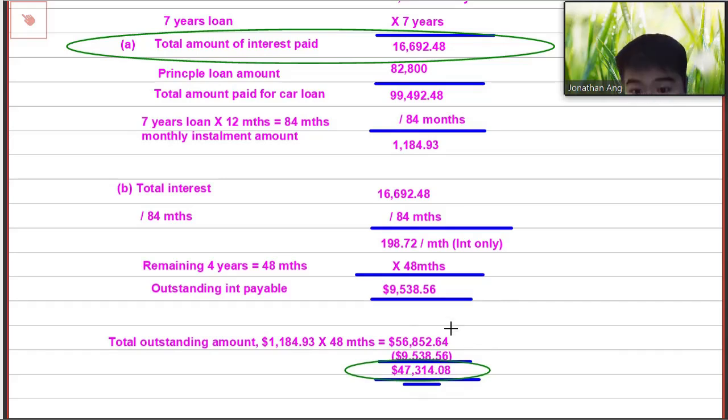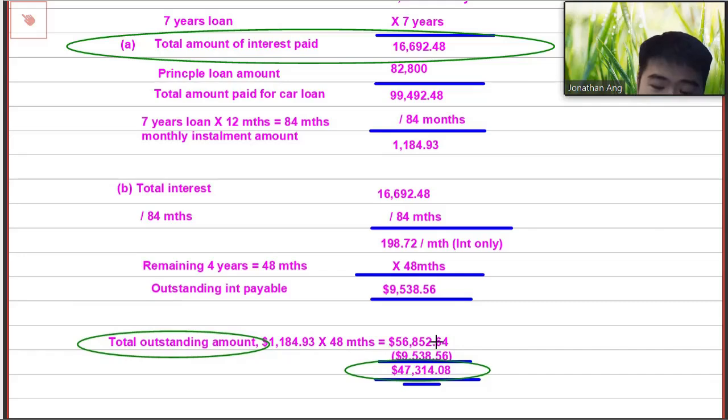Okay, the main idea is to calculate the remaining loan outstanding, which is 56,000 after you have paid for 3 years. The remaining one, because you got 7 years total, the loan that you should pay is for 7 years. You already paid 3 years, meaning you're left with 4 years. That's why I find my outstanding loan amount, which is 56,000. But don't forget, this 56,000 is inclusive of interest. That's why I purposely calculate my remaining interest. I minus it away, then I get my principal amount only. This is what they want.